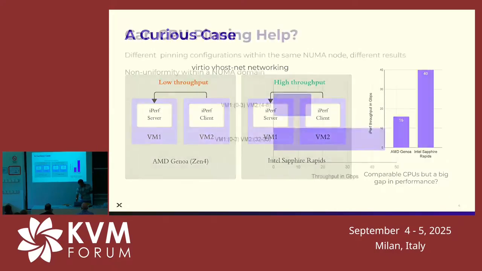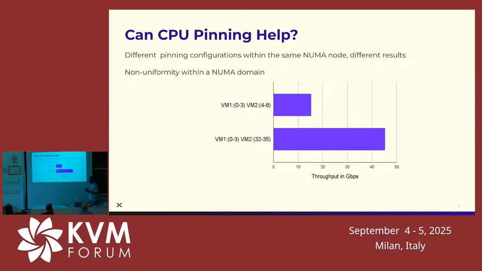let's resort to pinning within the same NUMA node. That is where we observed that, based on the pinning configuration where we are pinning these VMs, we are again getting non-uniform results. Sometimes we are getting much higher throughput, something that we are expecting, but sometimes we are not. So there is some non-uniformity within this NUMA domain.